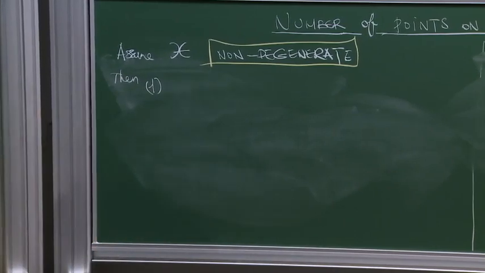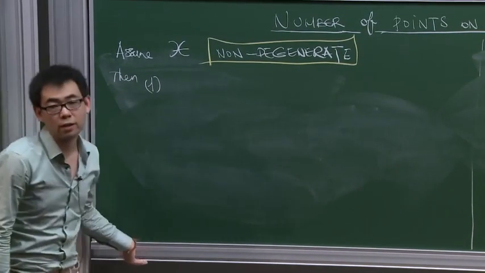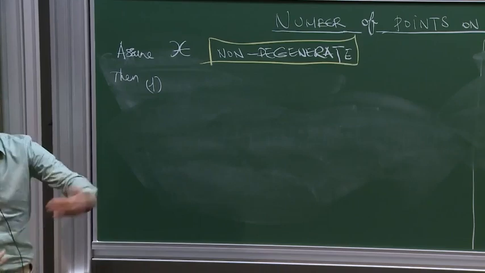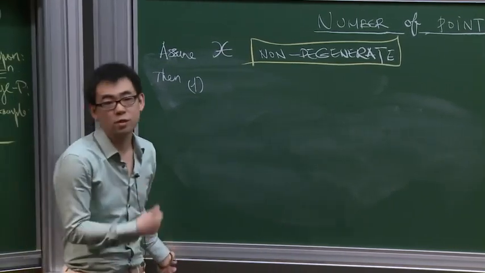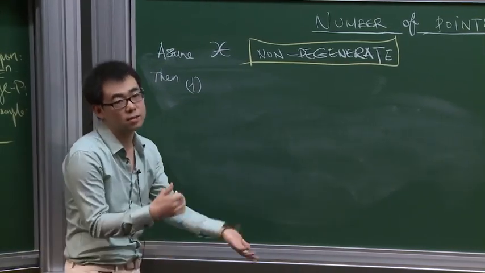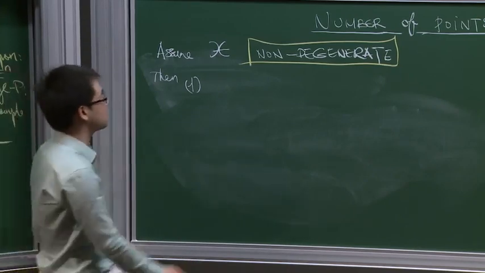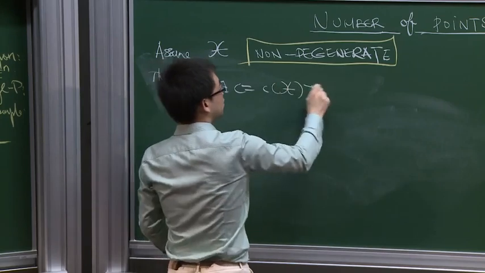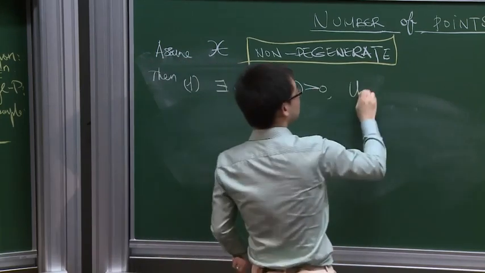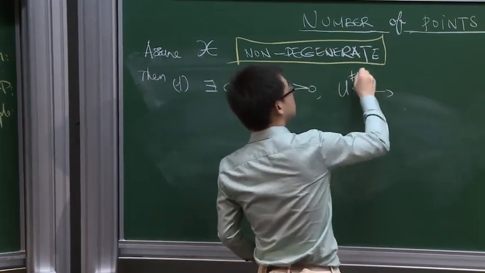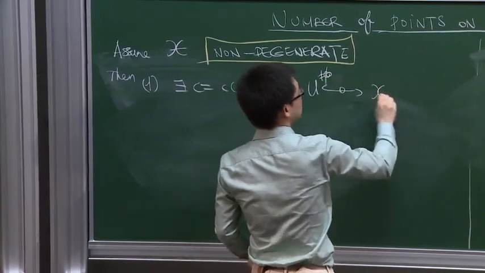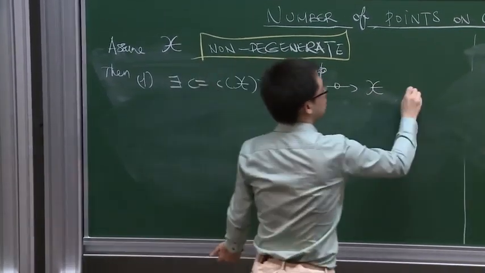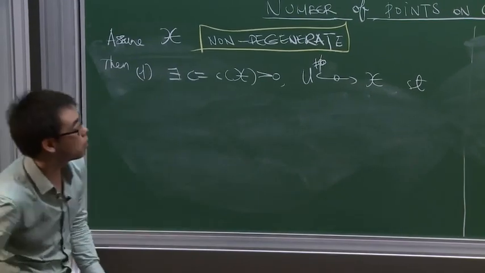Then we have two conclusions. First of all, if X is non-degenerate, then we can compare two height functions. The first height function is fiber-wise defined. The second height function is completely on the base. There exists a number depending only on X, and a Zariski open, non-empty subset of X, such that the following inequality holds.